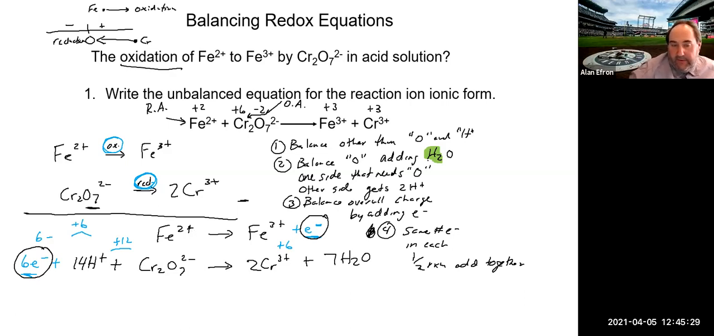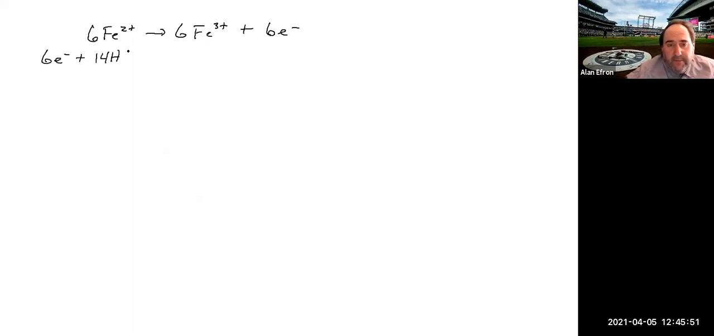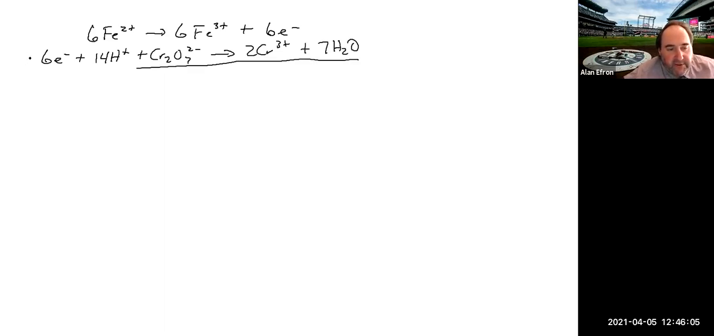So what I'm going to do is I'm just going to rewrite on the next page just so I've got somewhere to write. I'm going to take 6 times that top reaction, and that would give me 6 of the Fe2+ goes to 6 of the Fe3+ plus my 6 electrons. The bottom reaction I didn't do anything to, so I'm just going to rewrite it. And again, the top reaction, I multiplied everybody by 6. At this point, I now have the same number of electrons on each side. We can add these reactions together.